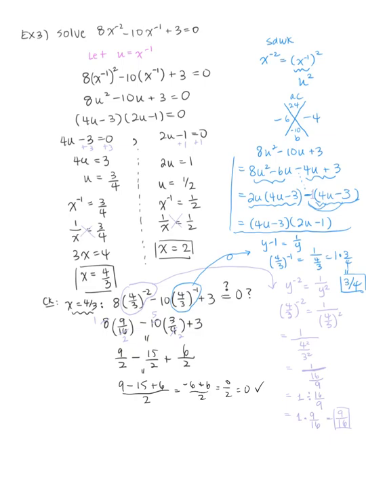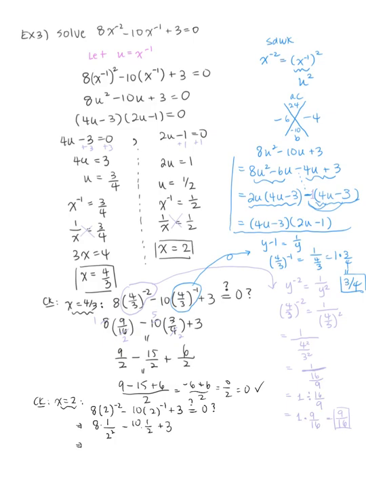Now let's check for x equals 2. All right, so we've got 8 times 2 to the negative 2 minus 10 times 2 to the negative 1 plus 3. Is that going to equal 0? All right, let's do it. So this is the same thing as 8 times 1 over 2 squared minus 10 times 1/2 and then plus 3.